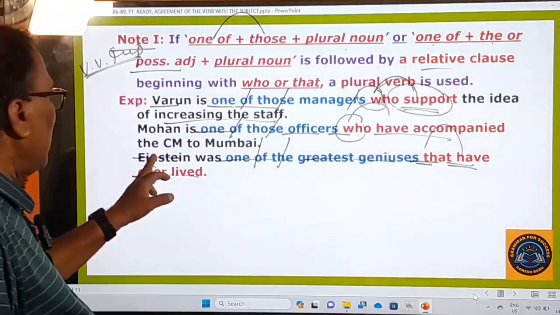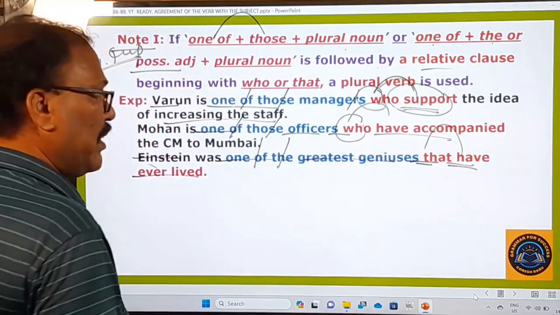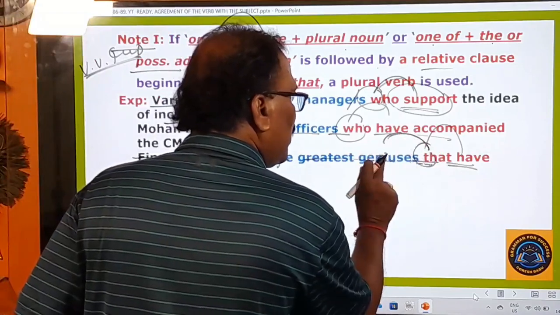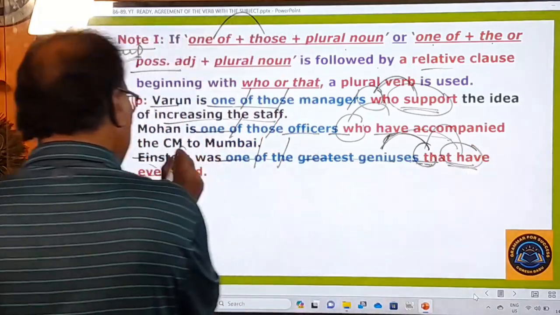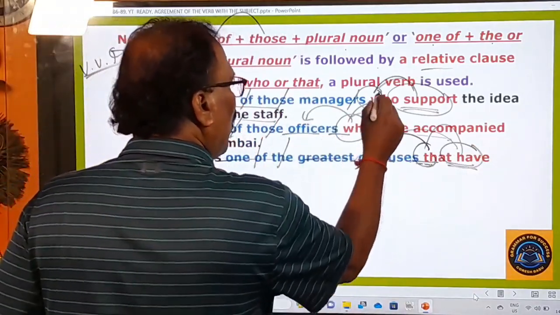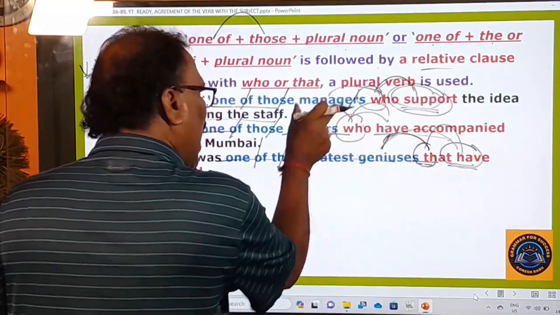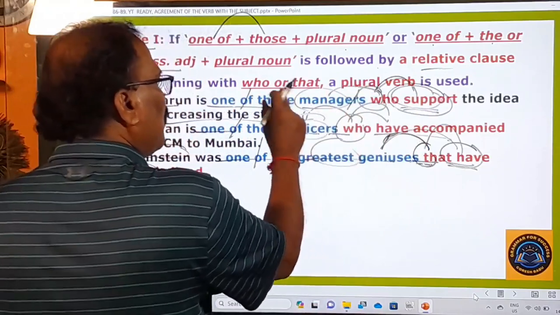They think, no, Einstein is the only one, so they might say that has ever lived. But here, the subject is the antecedent of this that, that is geniuses. So according to this only we have to use have, not according to Einstein. According to this only we use this verb. So these verbs are used according to the antecedents. These are called antecedents of these relative pronouns, who and that.